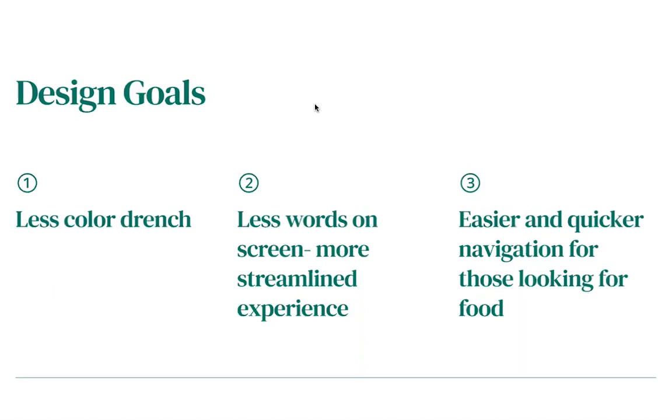So based on this, my design goals were to have less of a color drench, more of a lighter background, dark text on top that was readable and not too bolded, less words on the screen, more streamlined experience, so it's not too much information coming at you right on the landing page. If there was information about statistics or testimonials, that would be in a separate tab. The landing page I felt needed to be more streamlined. And then lastly, I wanted an easier and quicker navigation for those looking for food, as I said earlier.